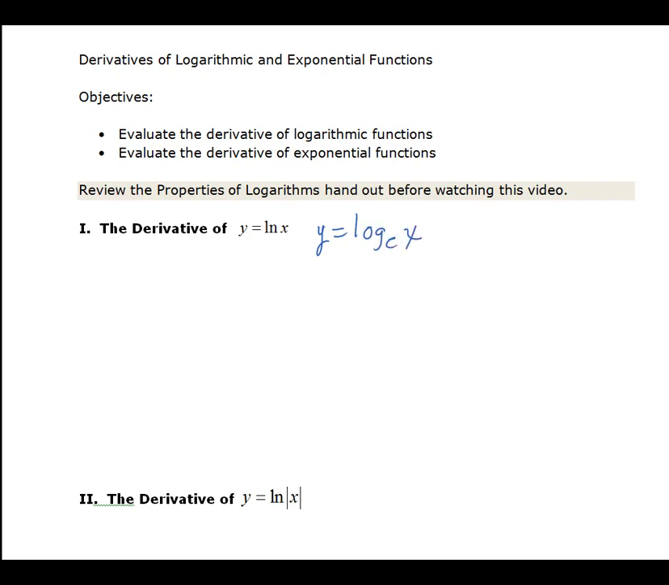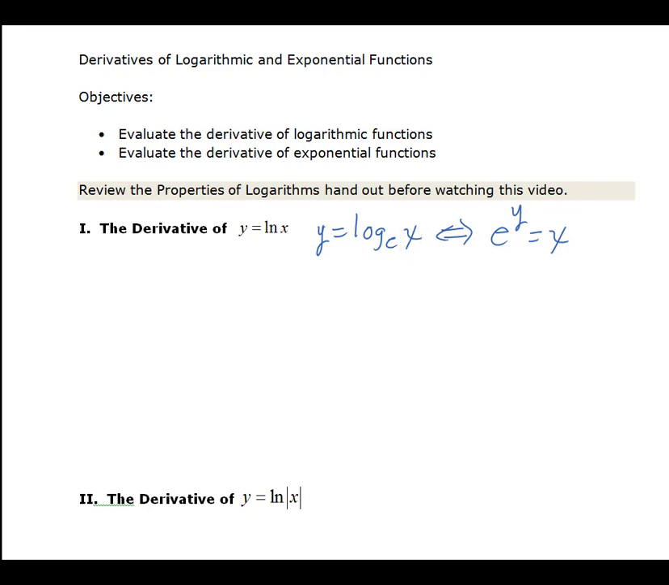Every logarithmic equation can be written in exponential form, and if I write this in exponential form, the equivalent expression is e to the y is equal to x. y is the exponent on e that results in x.